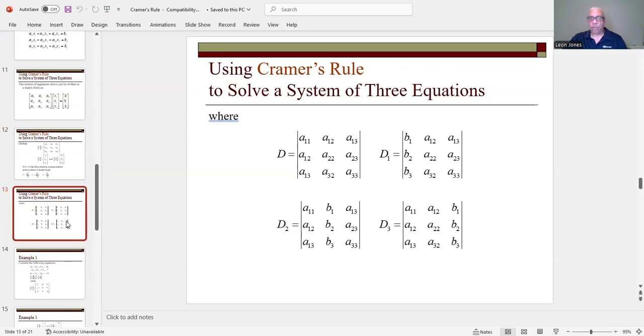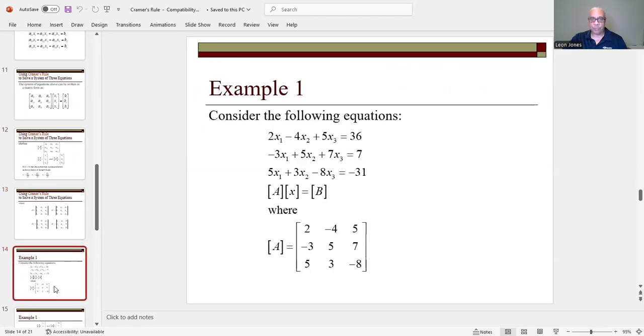And here's all the information. You need to get D, and then you need to get D sub 1, D sub 2, and D sub 3. Now let's consider the following equations. This is a system of equations right here.